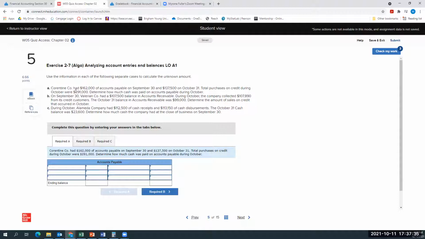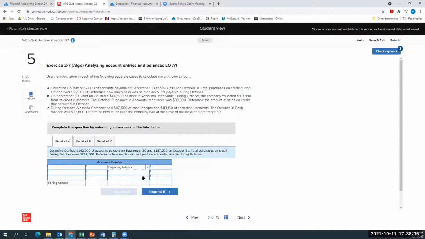They had $162,000 of accounts payable on September 30th and $137,500 on October 31st. Total purchases on credit were $291,000, and they want us to figure out how much cash was paid on their accounts payable. What's not clear is how this whole little table is set up. I think they're really trying to do this like a T account.